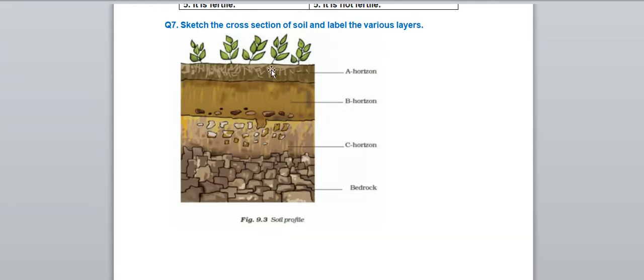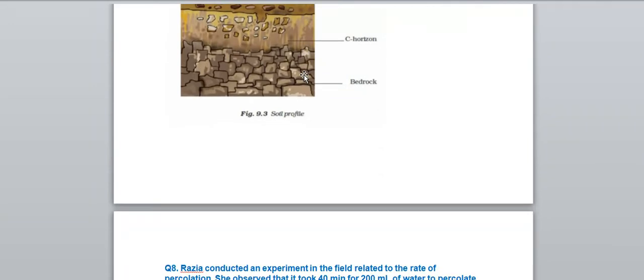So you know that the top layer of the soil is called A horizon, where we can grow the plant. It is dark in color. Next one we have B horizon, in which few rock particles are present, and the amount of humus is also low in B horizon. And in C horizon we have the rock particles, okay, and at last it is a very hard layer, that is bedrock. Okay, so these are the layers of the soils which you have to draw in this figure.